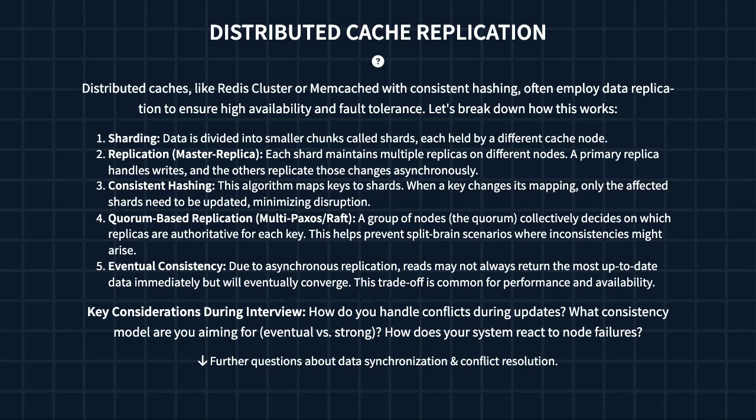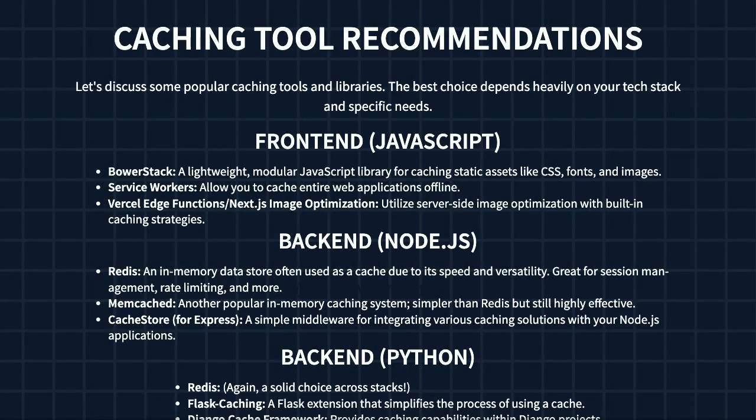We use something called consistent hashing to make sure keys get routed to the right replicas, and that when a key moves, only the relevant copies need updating. And sometimes we use quorum-based replication, where a group of servers collectively decide which copies are authoritative, ensuring consistency even with failures. Remember, there's often an eventual consistency model in place. Data will eventually be consistent across all replicas, but it might not be instantly so. During the interview, be prepared to discuss how you'd handle conflicts and what level of consistency is appropriate for your application.